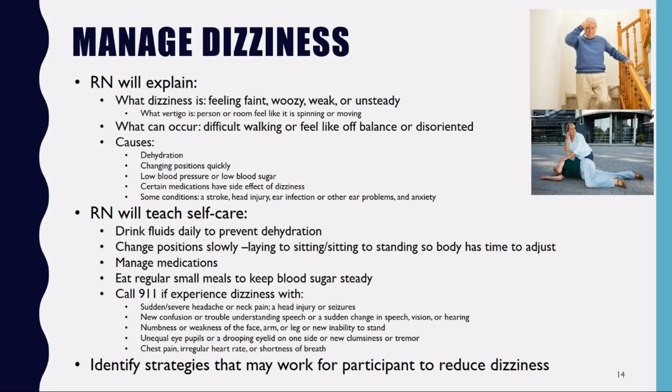You'll also be managing dizziness. It's very common in older adults or those who are disabled. If a participant experiences dizziness, you'll do the following. You'll explain what it is, feeling faint, woozy, weak, or unsteady, and what vertigo is, a person or room feeling like it's spinning or moving, and what can occur, making it difficult to walk or feel off balance or disoriented.